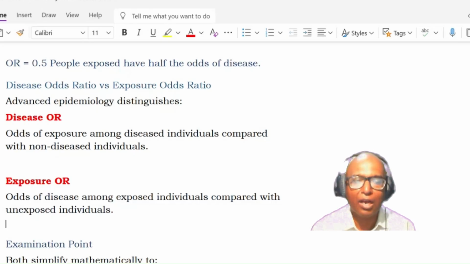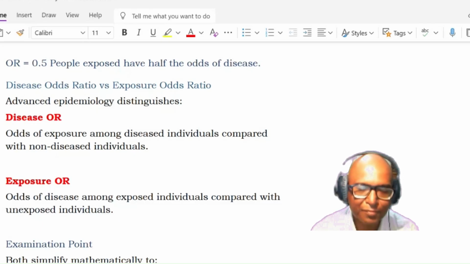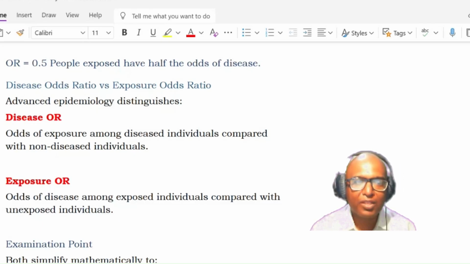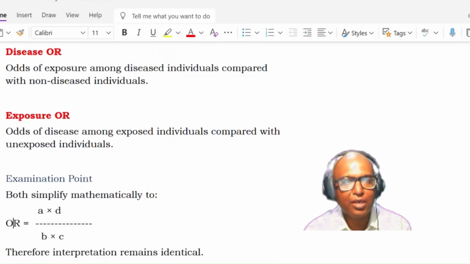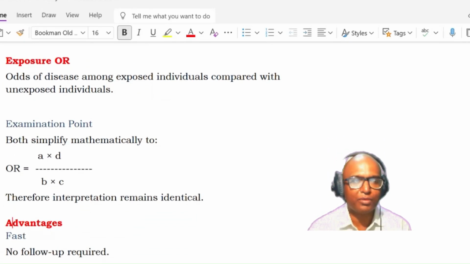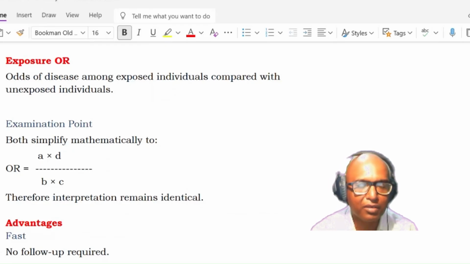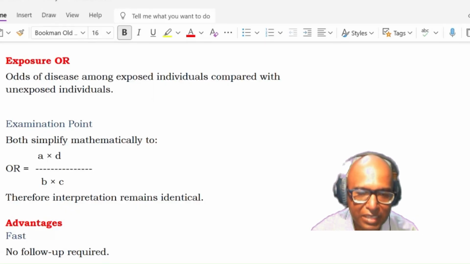When we talk about exposure odds, we are talking about the odds of the disease among the exposed individuals compared with the unexposed individuals. But actually speaking, we mainly talk about the odds ratio in a case control study. Both are denoted by AD upon BC, therefore the interpretation remains identical.